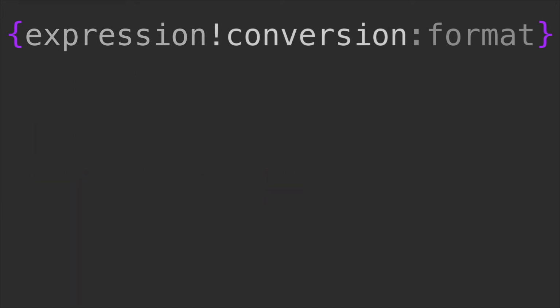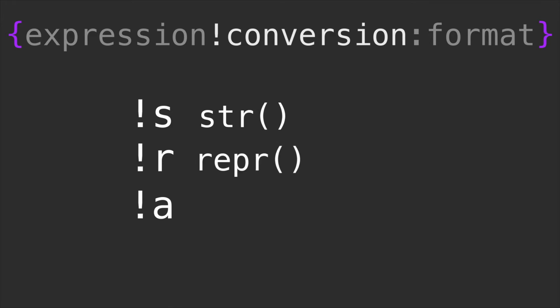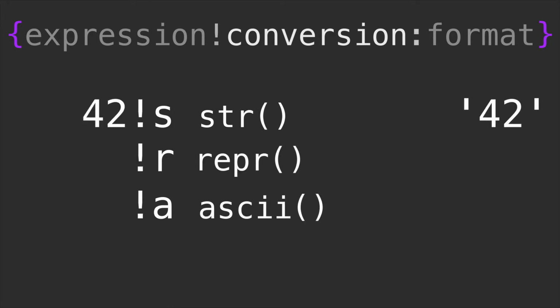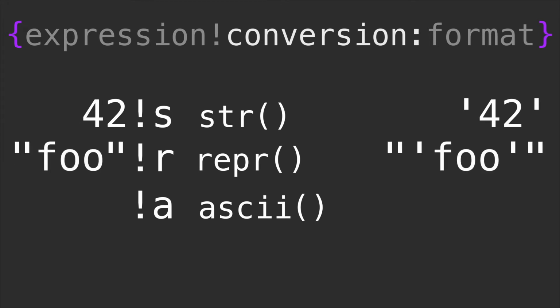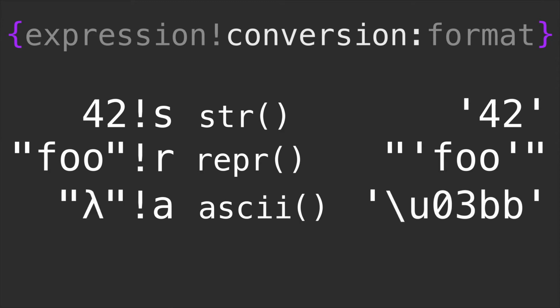The conversion field is real simple. It's just an exclamation point, or a bang, followed by an S, an R, or an A. These will call the string, represent, and ASCII functions respectively. String will request the string representation of an object. Represent will get how the object is actually represented. And ASCII will convert any non-ASCII characters to an escape sequence.